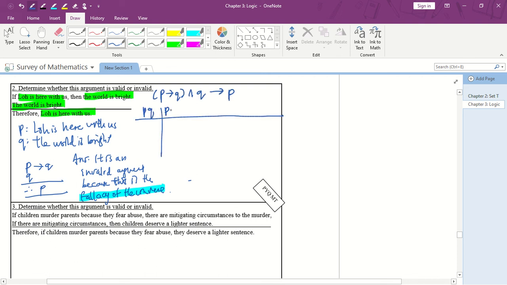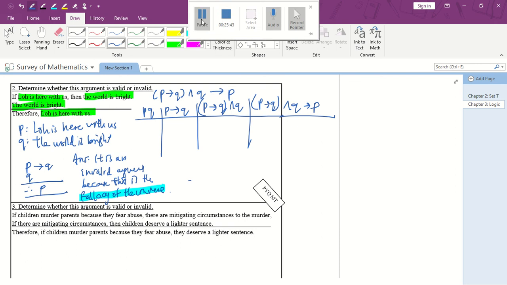P∧Q, P→Q, (P→Q)∧Q, and the last one, P→Q. Of course, we need a parenthesis here. This one we need to have parenthesis because or else this one will become the conditional. Okay, and Q→P.